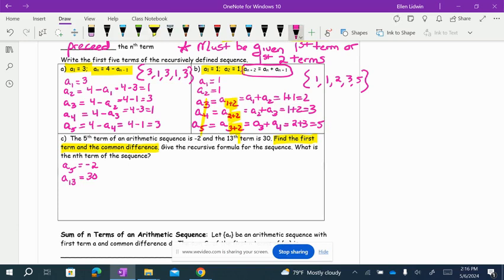Well, we know the formula is normally a sub n equals a sub 1 plus n minus 1 times d. So what we're saying is negative 2 equals, well, we don't know a sub 1. We do know that a sub 5, so the n is 5, is 5 minus 1 times d. Then we know 30 equals a sub 1 plus 13 minus 1 times d. So this sets up 2 equations. Negative 2 equals a sub 1 plus 4d, and 30 equals a sub 1 plus 12d.